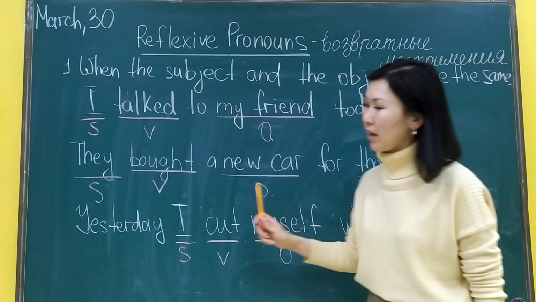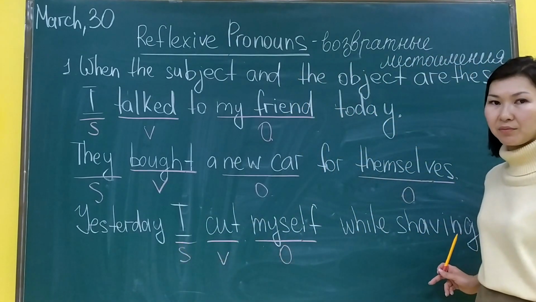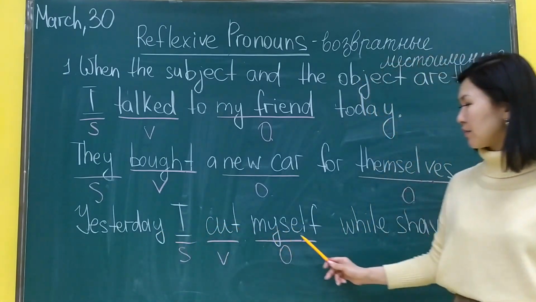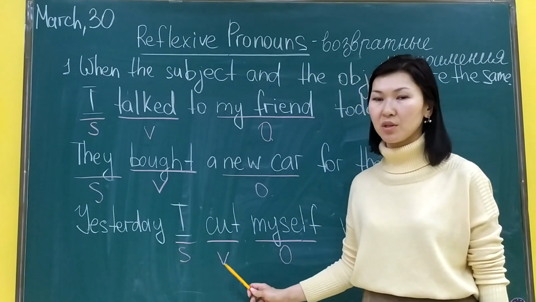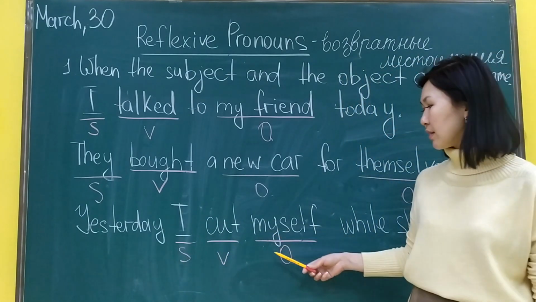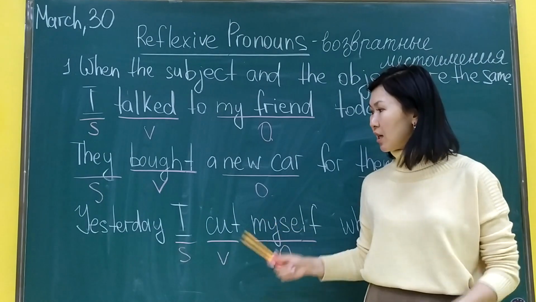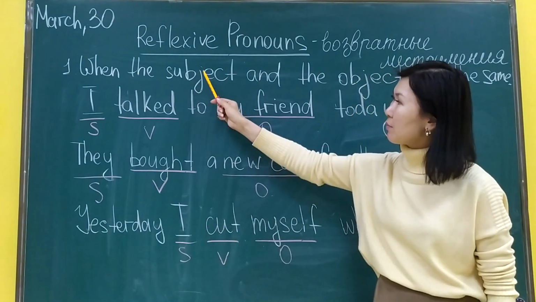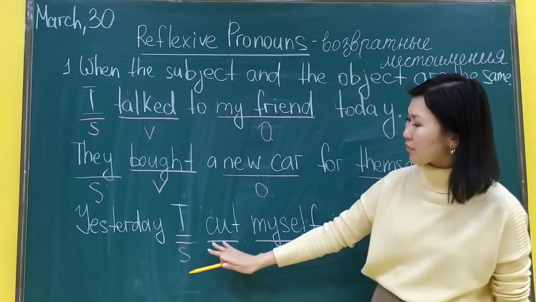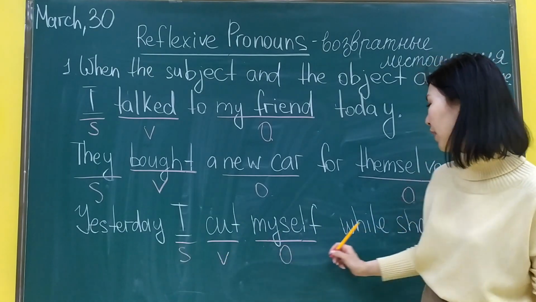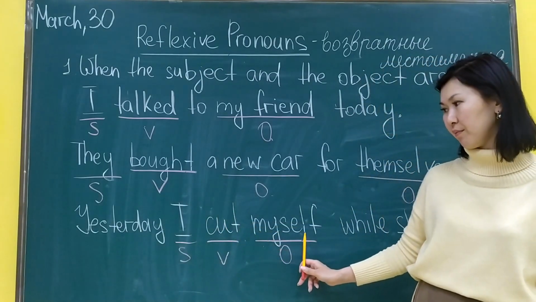Okay, so let's look at another example. Yesterday, I cut myself while shaving. Вчера я порезался во время бритья. I is the subject, cut is the verb, myself is the object, and actually myself, it's also I, right? So in this case, when the subject and the object are the same, this is the reason when we have to use the reflexive pronoun. And the reflexive pronoun for I is myself.